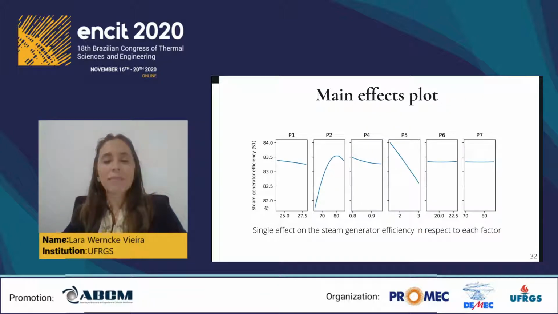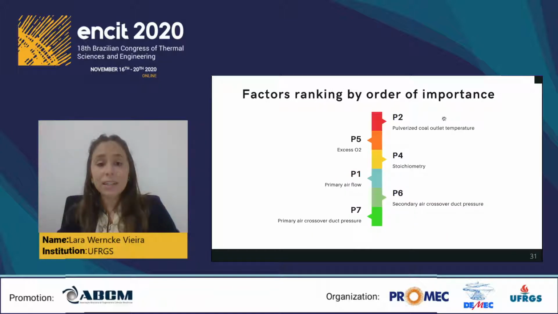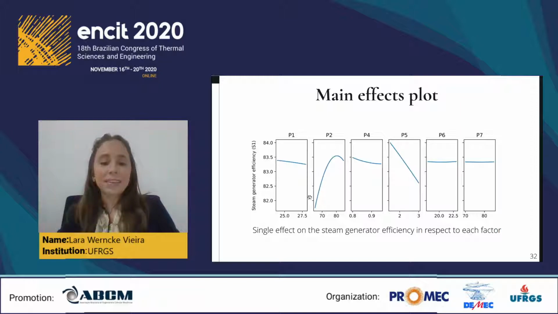So here we have the main effect plots. We can analyze, using this graph, the single effect of each parameter on the steam generator efficiency, and the parameter with the greater range of variation is parameter 2. And that's the first parameter in our rank. This is the parameter with the highest impact on the steam generator efficiency, and that's what we can see using these graphs. So this is really important.